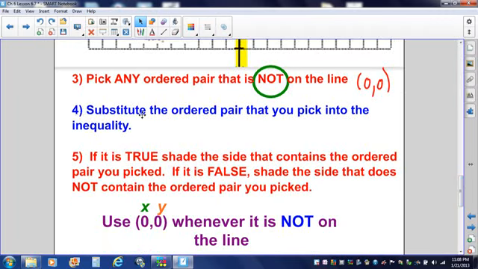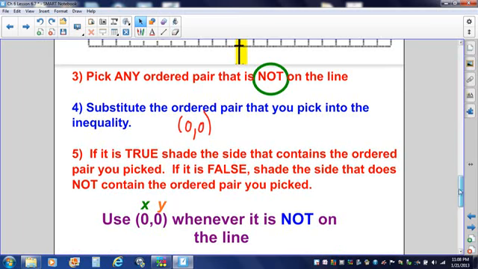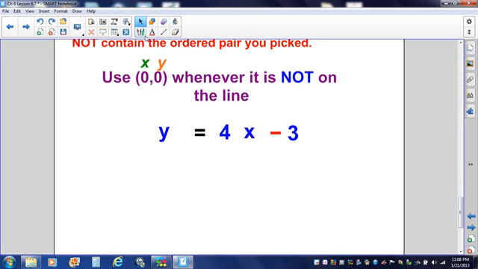Step 4. Substitute the ordered pair that you pick into the inequality. So we picked 0, 0. We're going to substitute that into the inequality. So I'm going to put 0 and 4y. Excuse me, I should have said 0 and 4x. Whoops. Maybe I stayed up too late camping this weekend around the campfire. Alright, there we go. Let's put 0 for y and 0 for x.